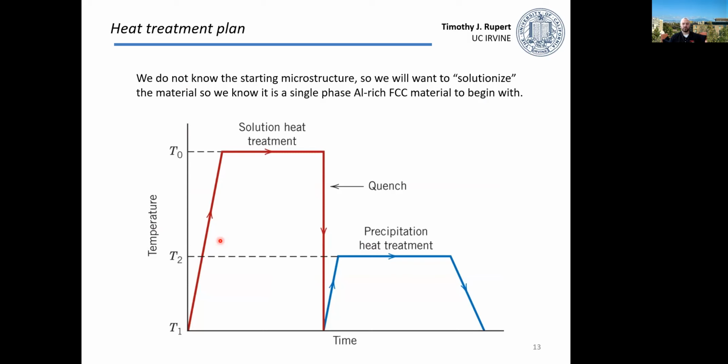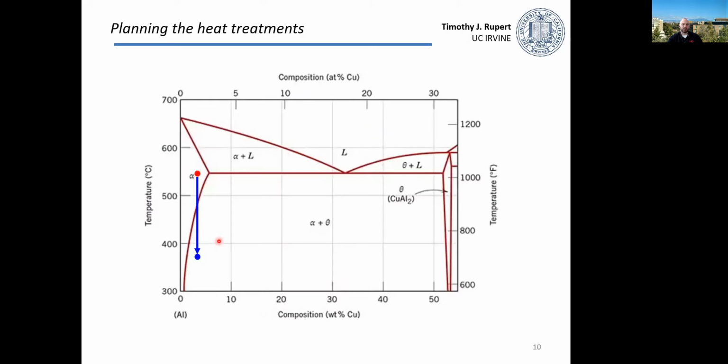So what I'm going to have to do is take my material and the first thing I'm going to do is what's called solutionize my material. I'm going to heat it up and let it sit at that intermediate temperature that is in that single-phase region. And I'm going to let it sit there for a while and form that single-phase solid solution. Okay. If I go back to my phase diagram, this is going to be at about 550 degrees Celsius.